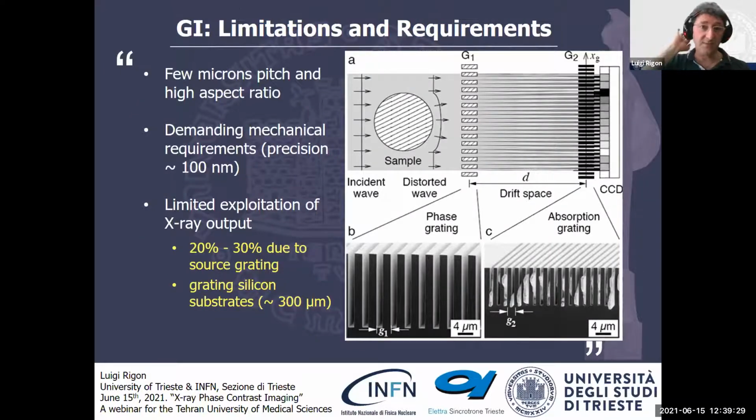Compared to edge enhancement, it is a little bit more demanding in terms of mechanical precision, because the gratings you see have a rather narrow pitch, on the order of a few microns. They also have a very high aspect ratio. So this is the phase grating and this is the absorption grating. Particularly the absorption grating is not very easy to fabricate.